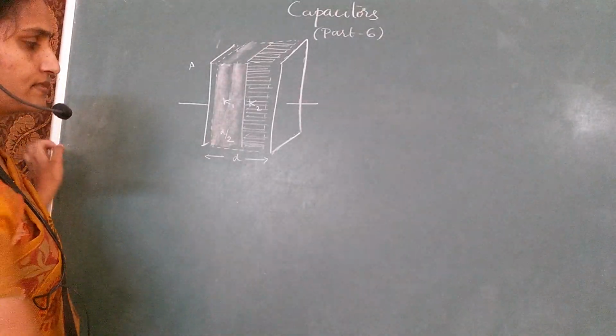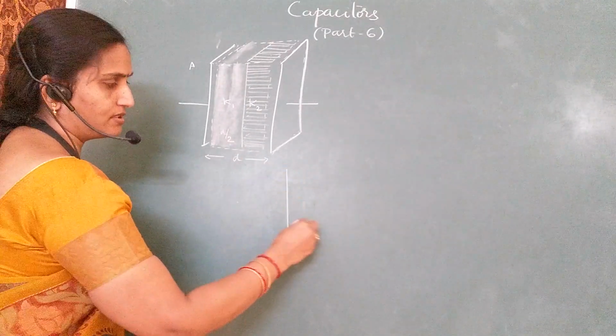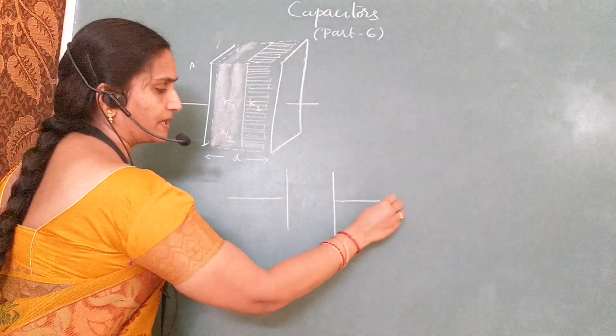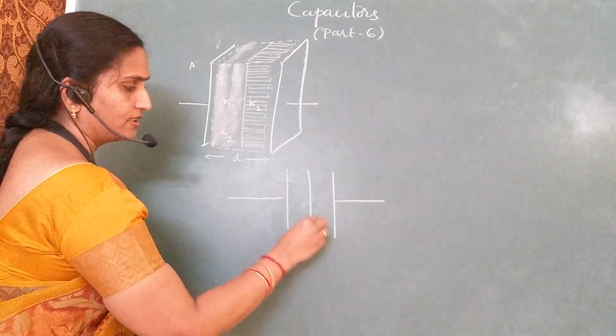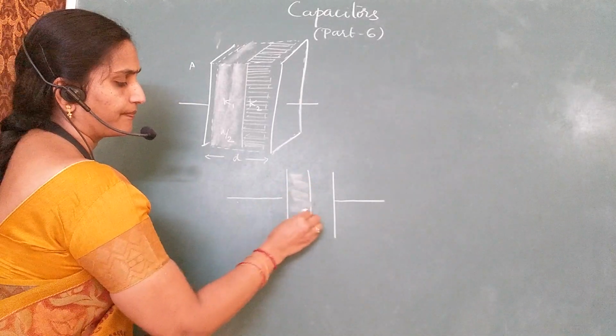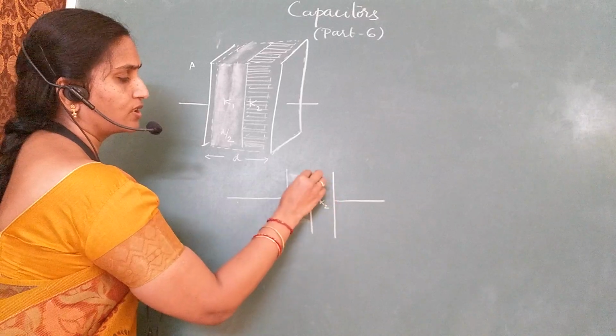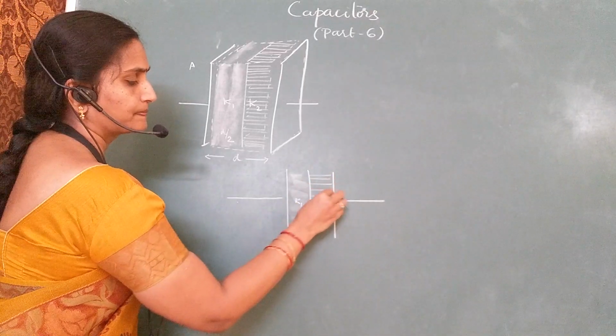Then in such a case, I will make this into a two-dimensional figure. If these are the plates of the capacitor, exactly half of it we have filled with K1. Remaining half is having a dielectric constant K2.